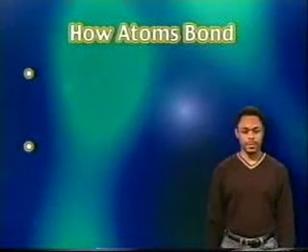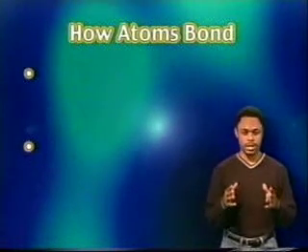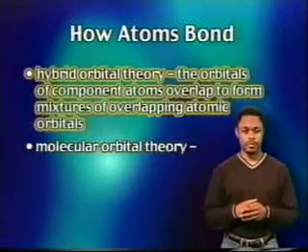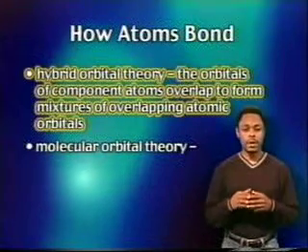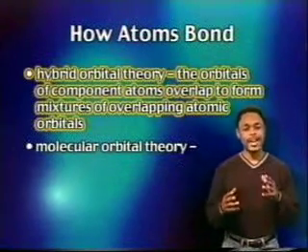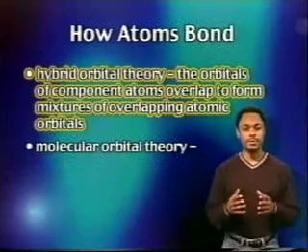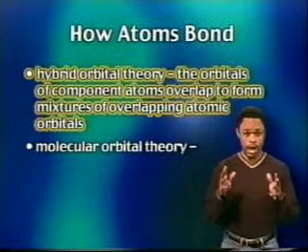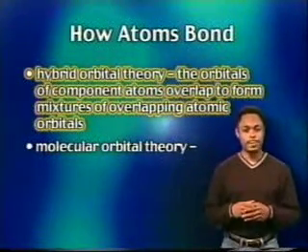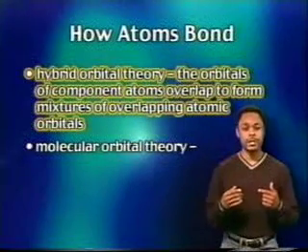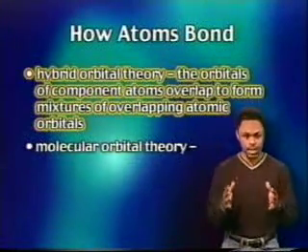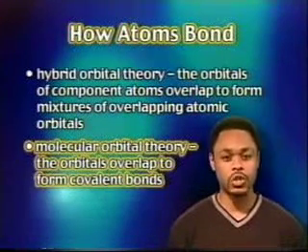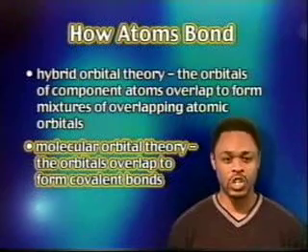There are two accepted theories about how atoms bond together to form a molecule: the hybrid orbital theory and molecular orbital theory. According to the hybrid orbital theory, when molecules form, the orbitals of the component atoms overlap with each other to form hybrid orbitals, mixtures of the overlapping atomic orbitals. These overlapping or hybrid orbitals let two electrons with opposite spins come together to form a covalent bond that helps hold the molecule together. According to molecular orbital theory, the orbitals from the atoms in the molecule overlap to form covalent bonds that glue the atoms together.